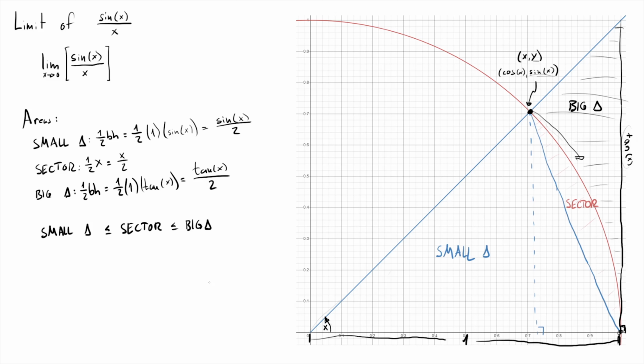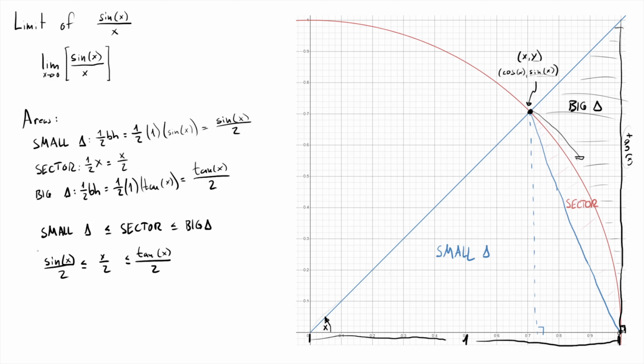Okay? And if you do that, you can replace this English with math, and you'll get that sine of x divided by 2 is less than or equal to x over 2, which is less than or equal to tan x over 2. Okay? And if we follow this logic, we're going to now work with this inequality to try and get an answer for the limit as x goes to 0 of sine x over x. So let's see where that brings us.